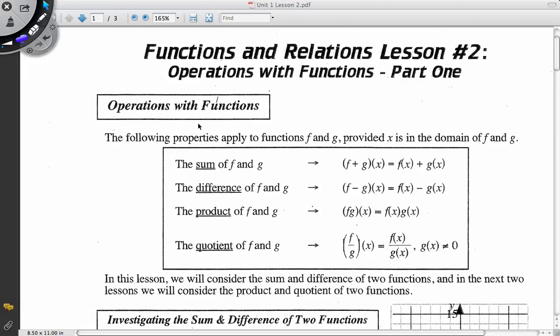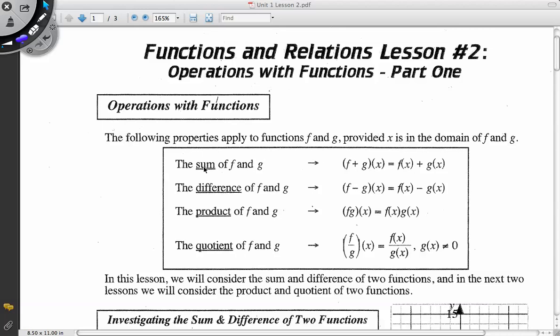This is lesson 2 on functions and relations. So if we're looking at operations with functions, it's telling us here that the following properties apply to functions f and g, provided x is in the domain of f and g. In other words, as long as x is one of the points in the graph.